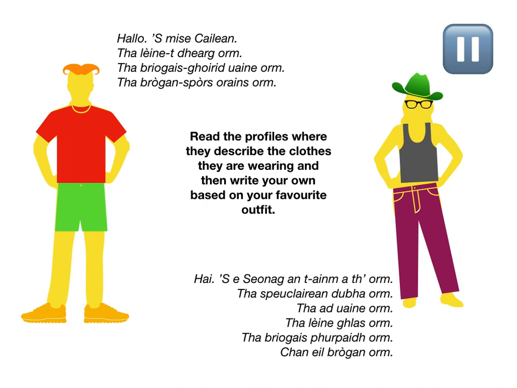this one here. So, for example, Misha Kellein: ha lenye ti yerak orum, ha prikish gharij uanye orum. Note that the U doesn't change. Ha brogan spores orange orum. So there's Colin. He has a red t-shirt on. He has green shorts on. And he has orange trainers on. What an outfit. And if we look over to the other one, we have Hai sheshonak in tenemahorum. Ha spiakon in dua orum. Ha at uanye orum. Ha lenye glas orum. Ha brikish furpi orum. Chaniel brogan orum.